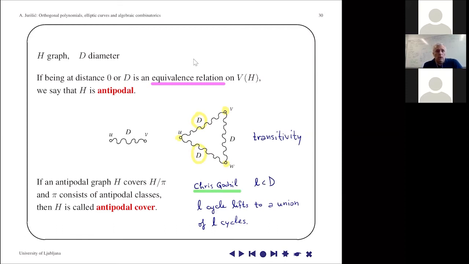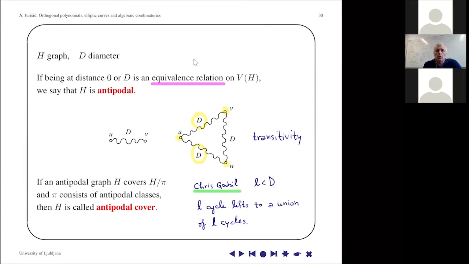So we'll actually study antipodal covers, the covers where the fibers consist of antipodal classes, because antipodality is an equivalence relation. We have equivalence classes, and we call them antipodal classes. The graph that is covered by these antipodal classes we'll call an antipodal cover. And antipodal covers have a lot of structure.